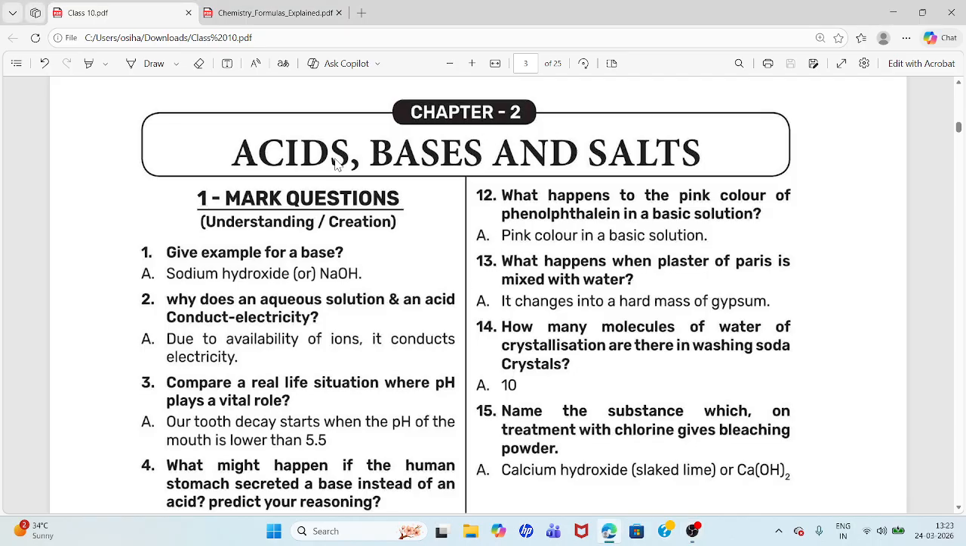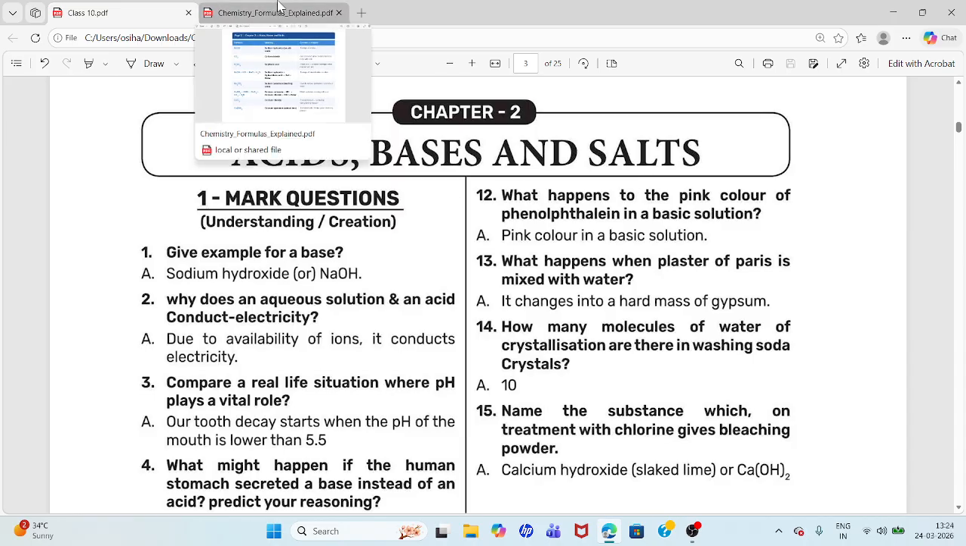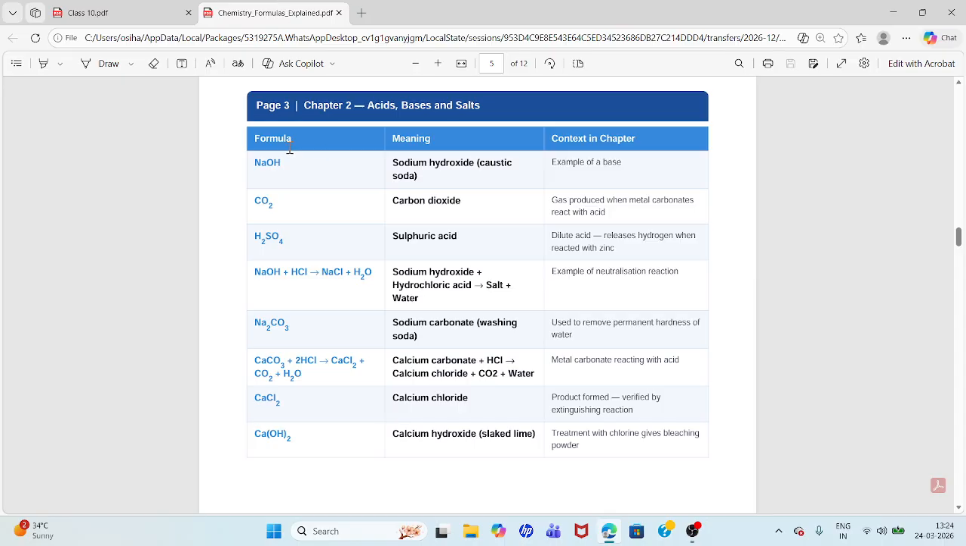Chemistry, Chapter 2, Acids, Bases, and Salts. Before going to learn questions and answers, we will learn the fundamentals first. So let's start. Formulas, meanings, context in chapter. Page 3, Chapter 2, Acids, Bases, and Salts.